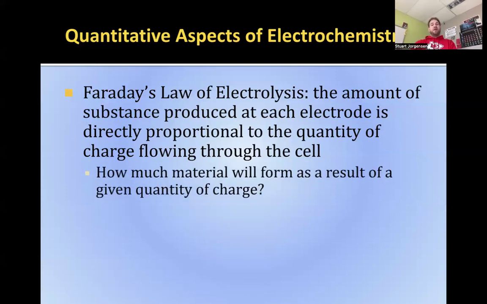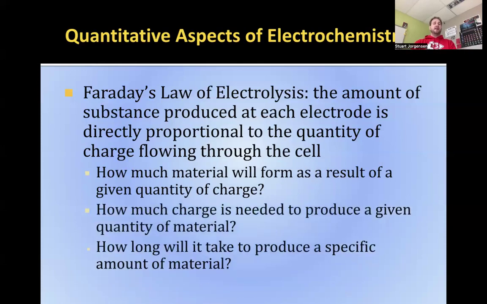There's really three questions I can ask. I don't know if you need to write these verbatim. I wouldn't, if I was taking notes. There's three types of questions. How much are you going to get? How many grams? How much charge do you need to get the grams you want? Or how long is it going to take you? Those are the three types of questions I can ask when it comes to our electrolysis calculations. So how many grams? How big a charge? How long is it going to take?